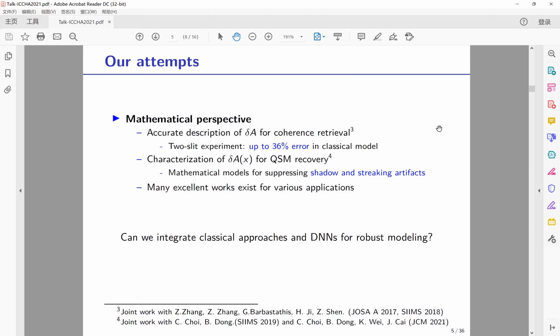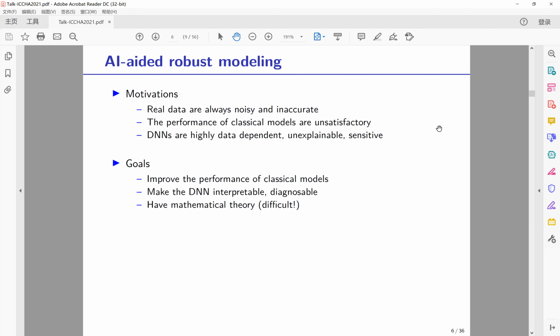So today I want to talk about my personal perspective along this direction, AI-aided robust modeling, which means that let's analyze and consider the advantages of these two approaches. First of all, real data is always noisy and inaccurate. When we directly apply the classical approach to this real data, the result is always terrible or unsatisfactory. However, when we have enough training data, we can apply DNNs to get some promising results.